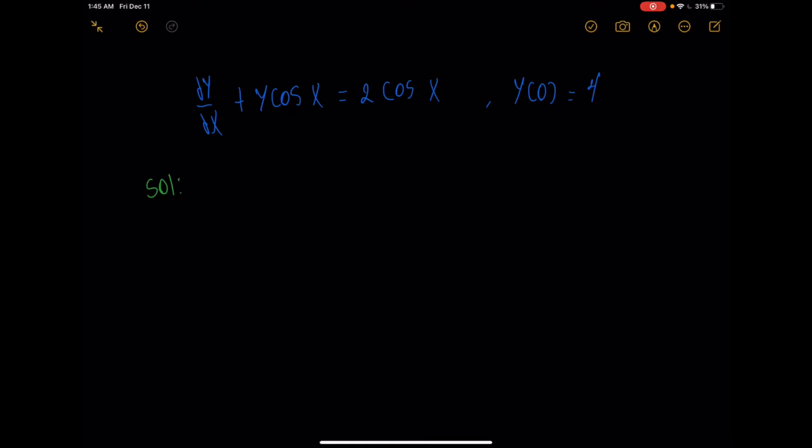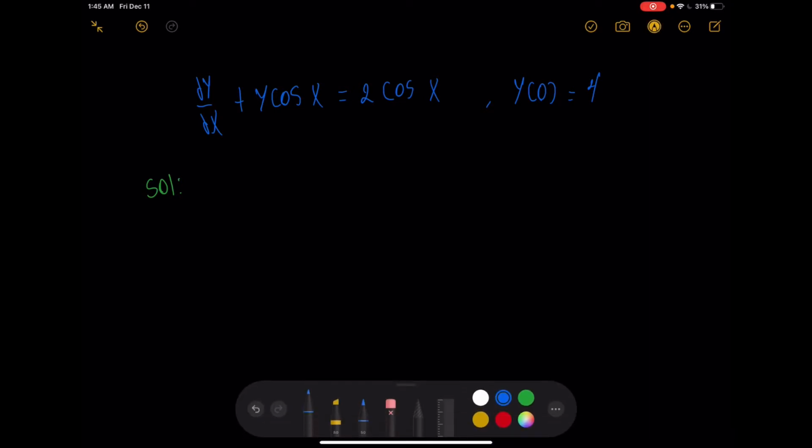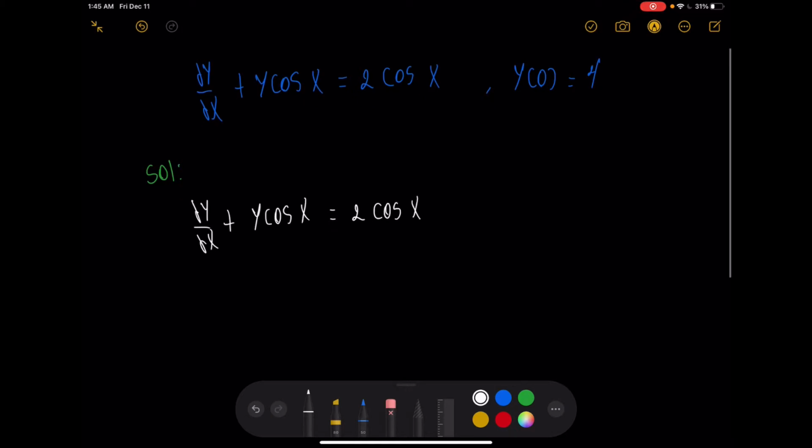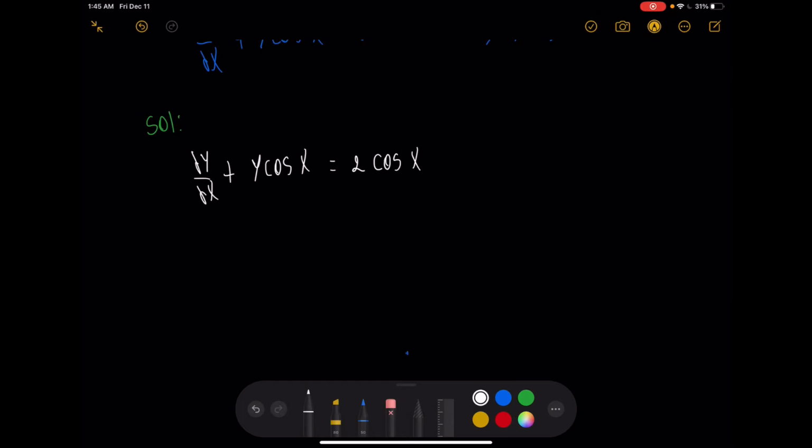Okay, so I'm going to go ahead and rewrite this. Let me change colors. Okay, there we go. So let's rewrite this as dy/dx + y cos(x) = 2 cos(x). I always like to rewrite my question, right?